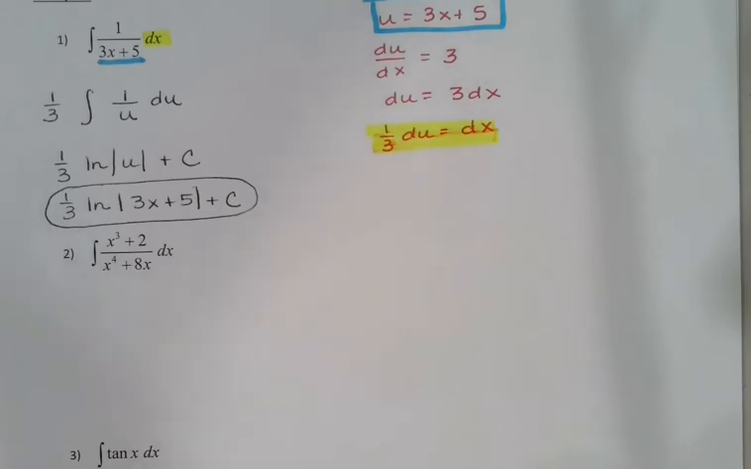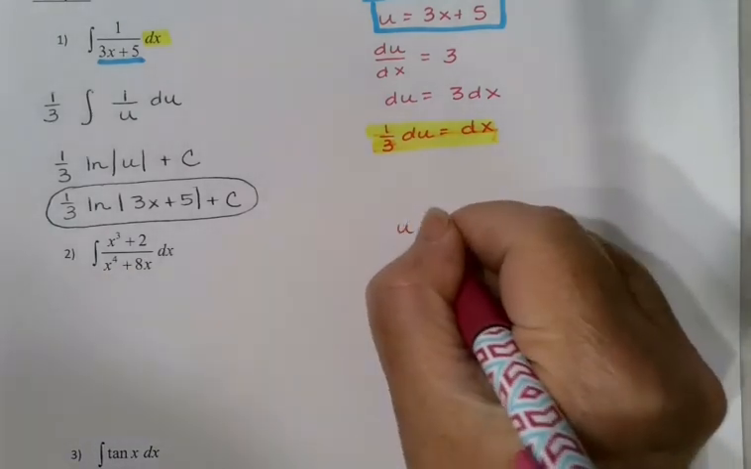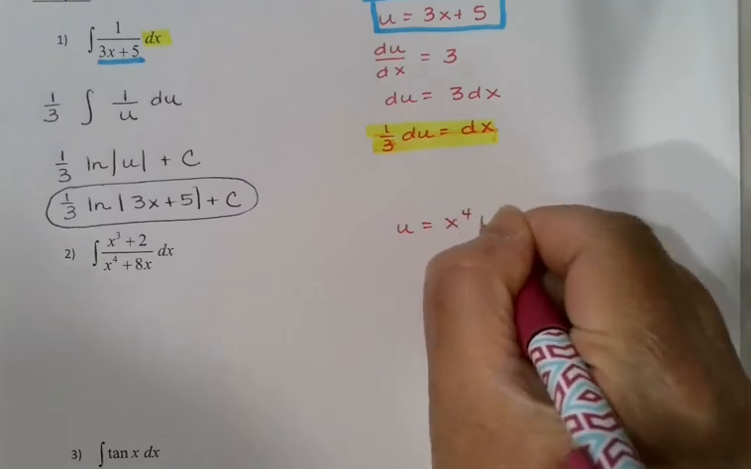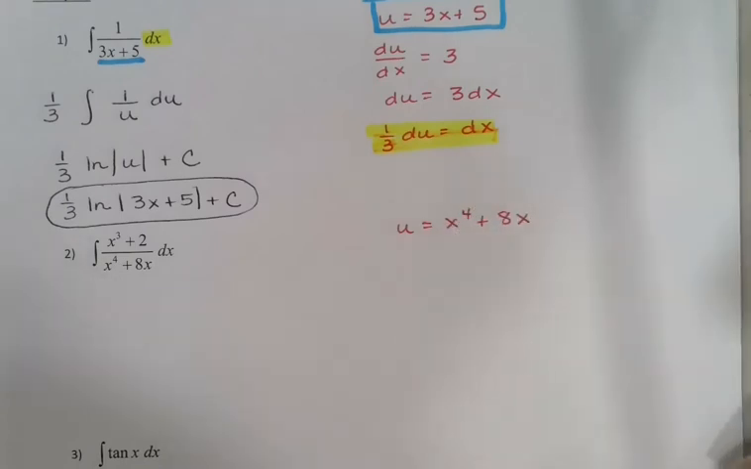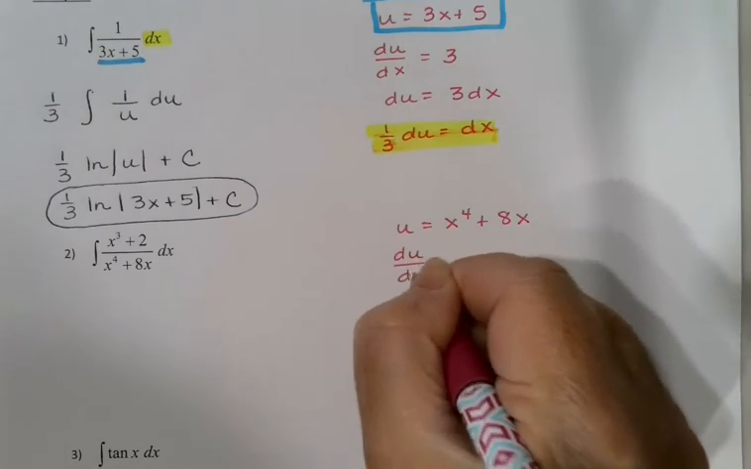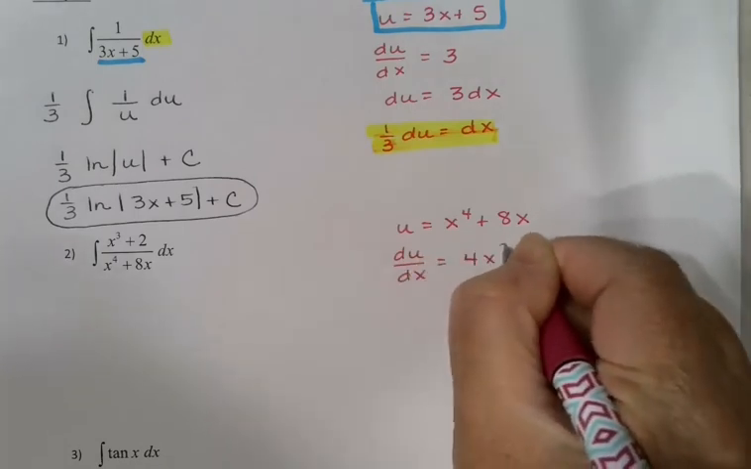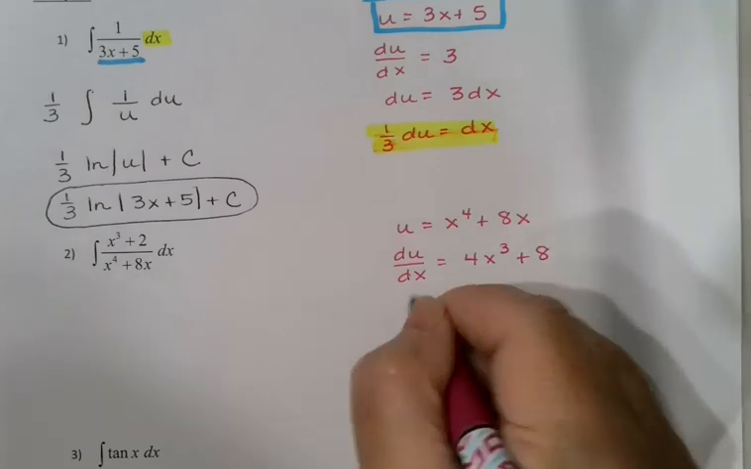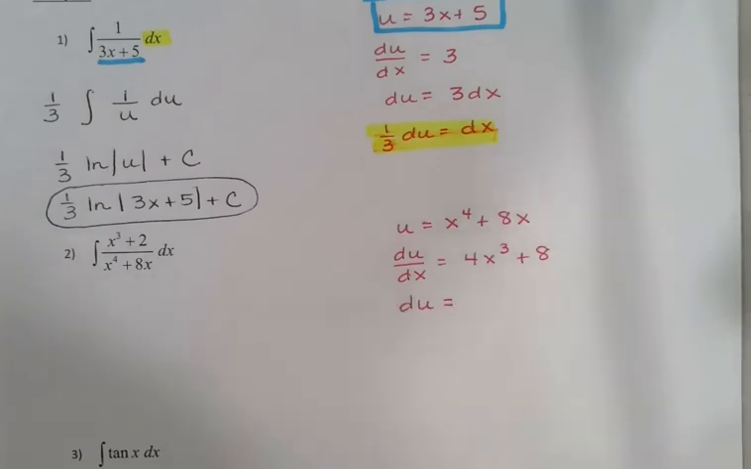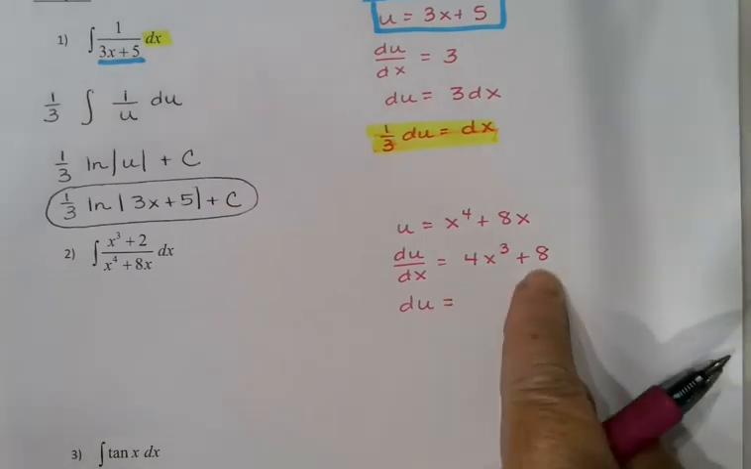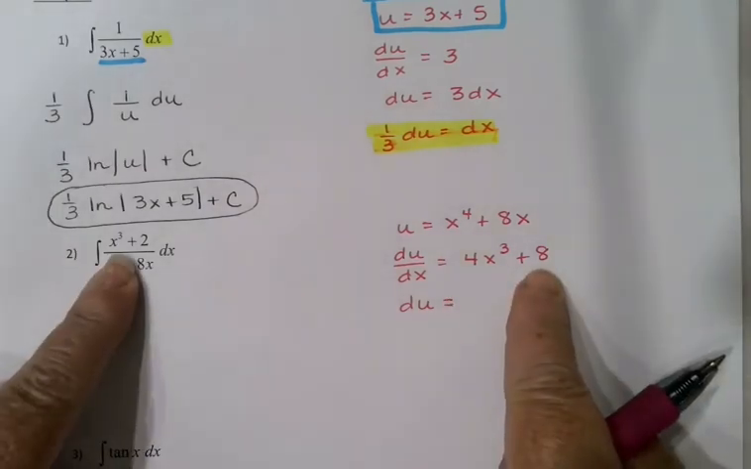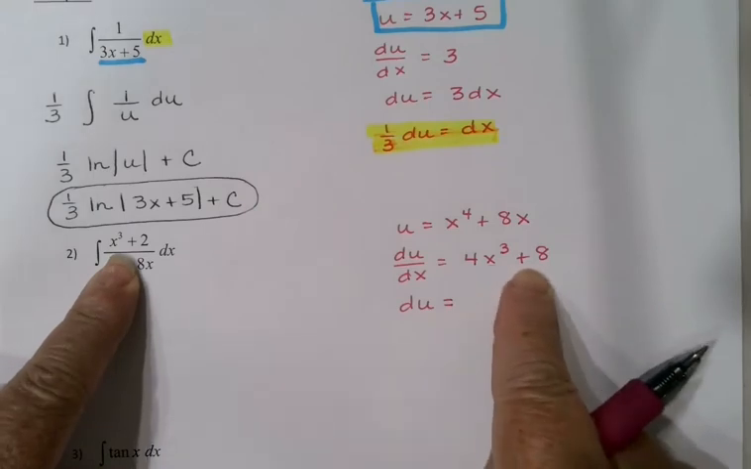All right, let's try the second one. Once again, I'm looking at that algebraic fraction, and I don't see anything obvious as an inner function of a composition. So my second choice is just to try to let u be the denominator, x to the 4th plus 8x. The derivative would be 4x cubed plus 8. And I'm going to notice that 4 could get factored out of that. And when I do, that's going to give me the x cubed plus 2 that I've got sitting right there.